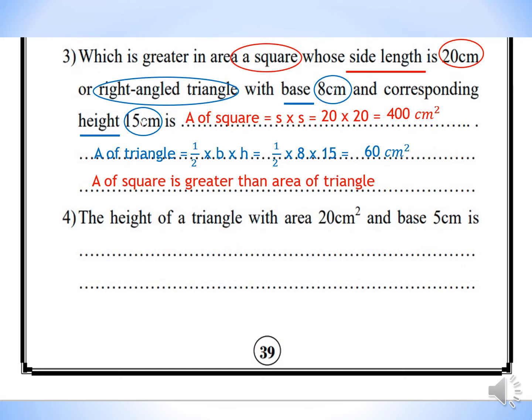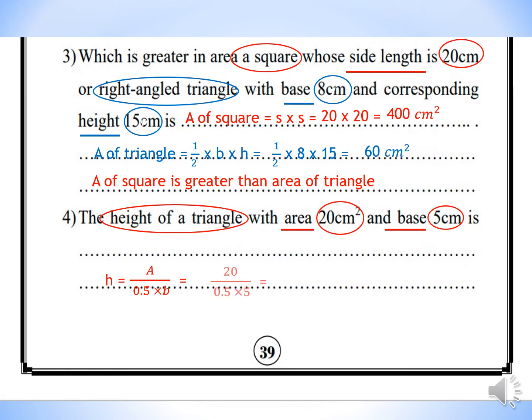Number 4, want to find the height of the triangle with area 20 centimeters squared and base 5 centimeters. He wants the height, give me the area 20 centimeters squared and the base 5 centimeters. The height equal area over 0.5 times base. So the area here is 20 centimeters, so it will be 20 over 0.5 or half times 5, which is the base. 20 divided by 0.5 times 5 equals 8 centimeters.